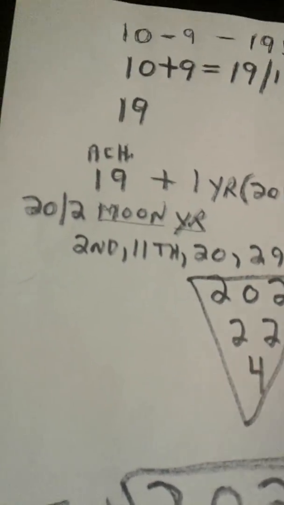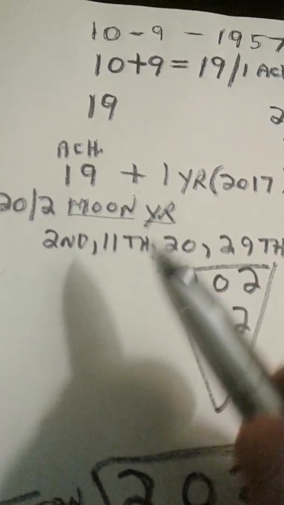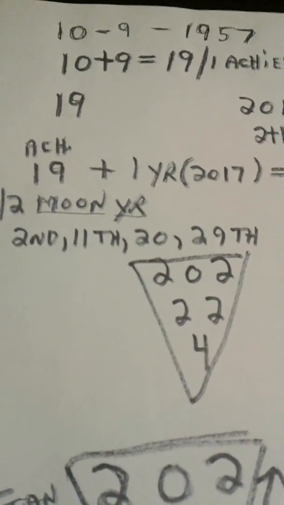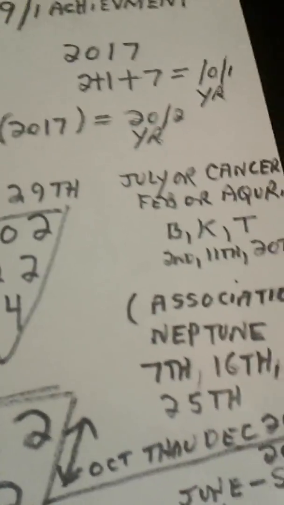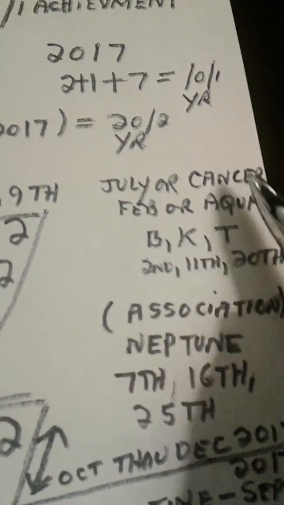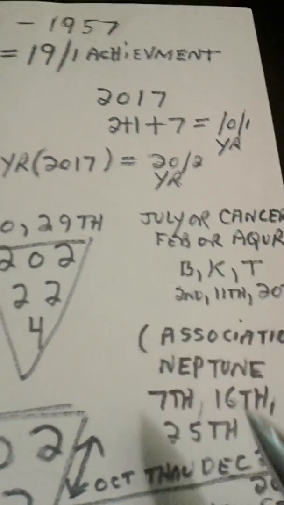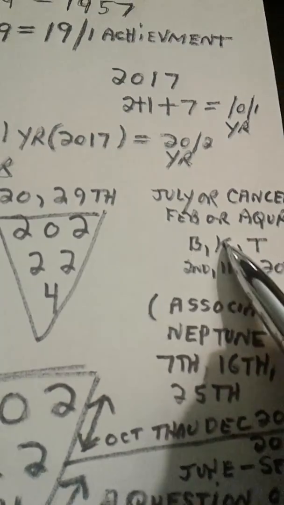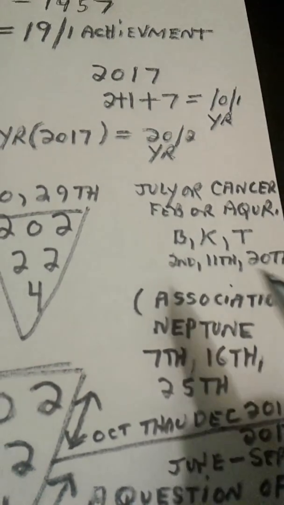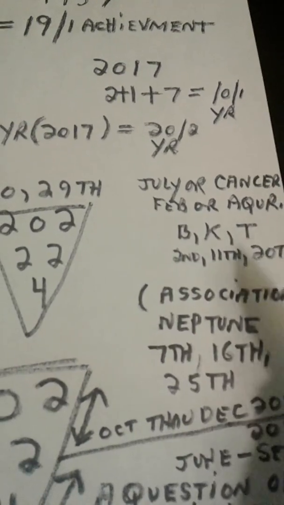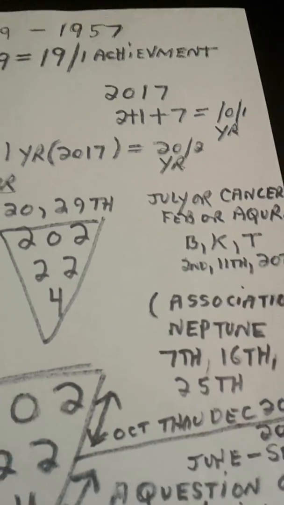And when you take the year 20, it comes to a 2, which is a moon year. They would be affected by people born on the 2nd, 11th, 20th, or 29th of any month, any one of our 12 months. They would be affected by July or Cancer people, which is the first house of water, as well as February or Aquarius people, and people with a B, K, or T as any one of their initials. Now, B is the second letter of our alphabet. The K is the 11th, which is a 2 or so, and the T is the 20th letter of our alphabet. And oddly enough, we're in a 22 year.